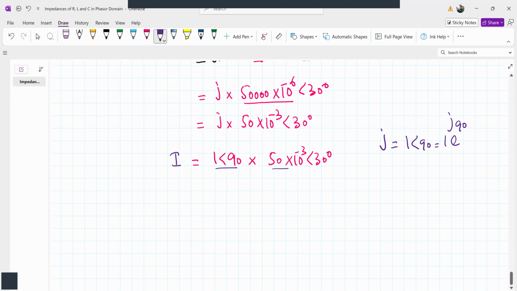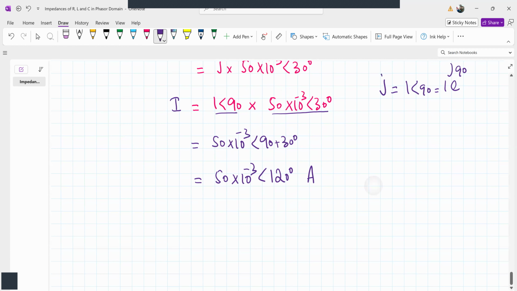So we are given a multiplication of two complex numbers. So 1 multiplied by 50 into 10 to the power minus 3. Now angles will add simply. This is 90 degrees plus 30 degrees. So this is 50 into 10 to the power minus 3 at an angle of 120 degrees. This is in amperes, we can also write it in milliamperes. I is simply 50 at an angle of 120 degrees. Now we'll change the unit to milliamperes. 10 to the minus 3 means 1 milliampere.